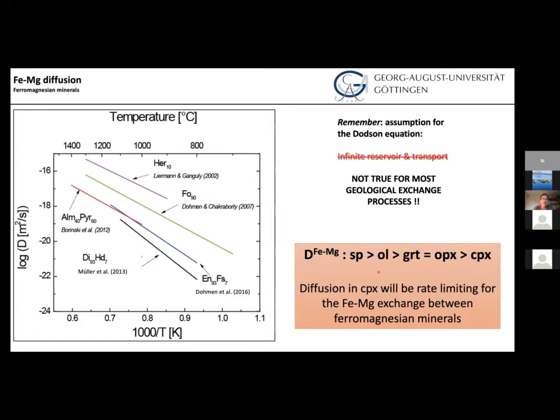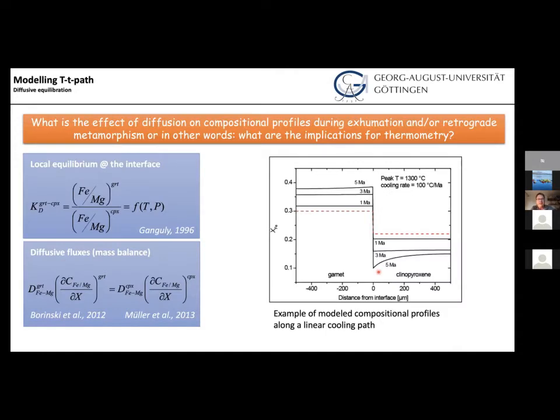All right. So the assumption of an infinite reservoir and infinitely fast transport is actually not really true for metamorphic systems. And so the closure temperature, as we know it from Dodson, is strictly not applicable. So in order to solve this problem, we actually need to look at the diffusive fluxes across the boundary.